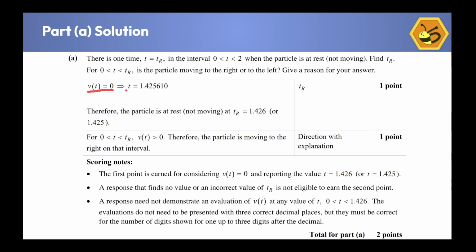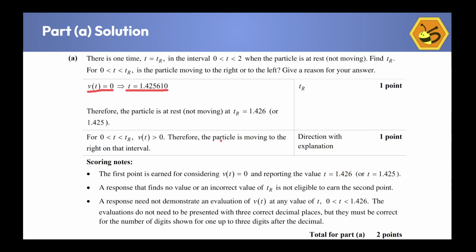So we can get this answer. The particle is at rest at 1.426. Or if you just get 1.425, that is also good. This value earns you the first point.